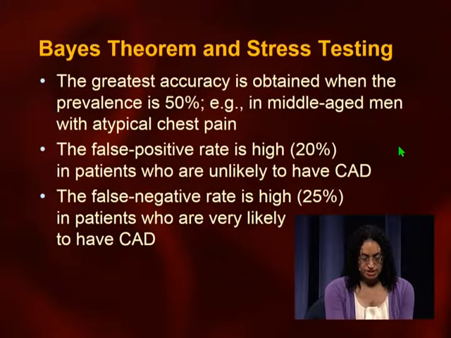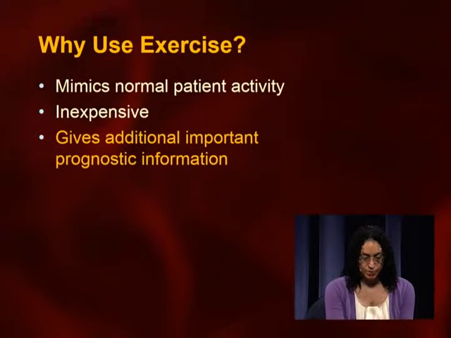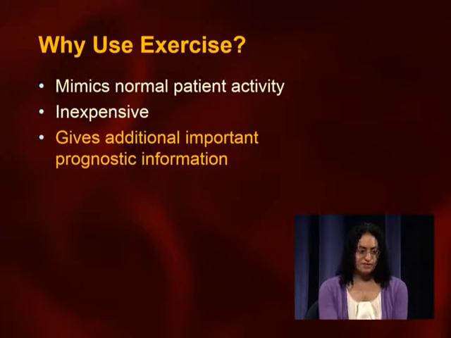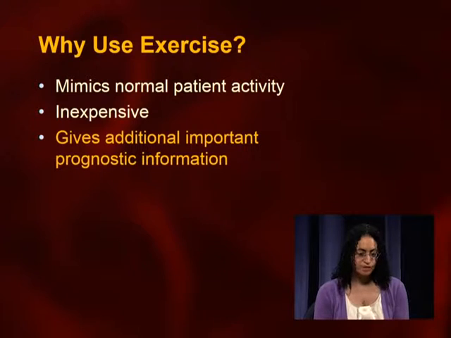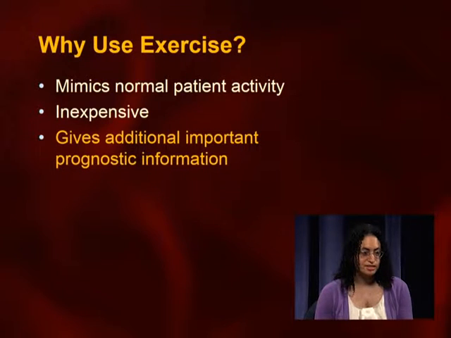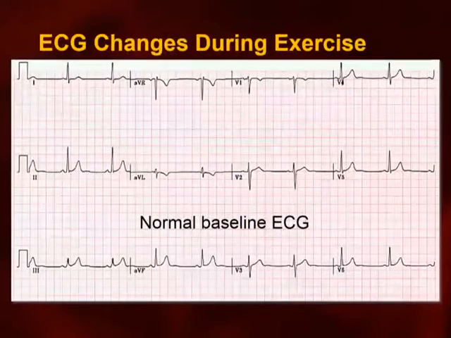Okay, so that's just as I had mentioned. But why use exercise at all, even in the patients who don't fit into that intermediate probability range? Well, it mimics normal patient activity, and it's inexpensive. And most importantly, it gives additional prognostic information about somebody's cardiovascular fitness and their functional capacity. So even if you don't expect to get all of your information from the treadmill test, if the patient can exercise, go ahead and do it, and you can add other imaging studies if you need them.